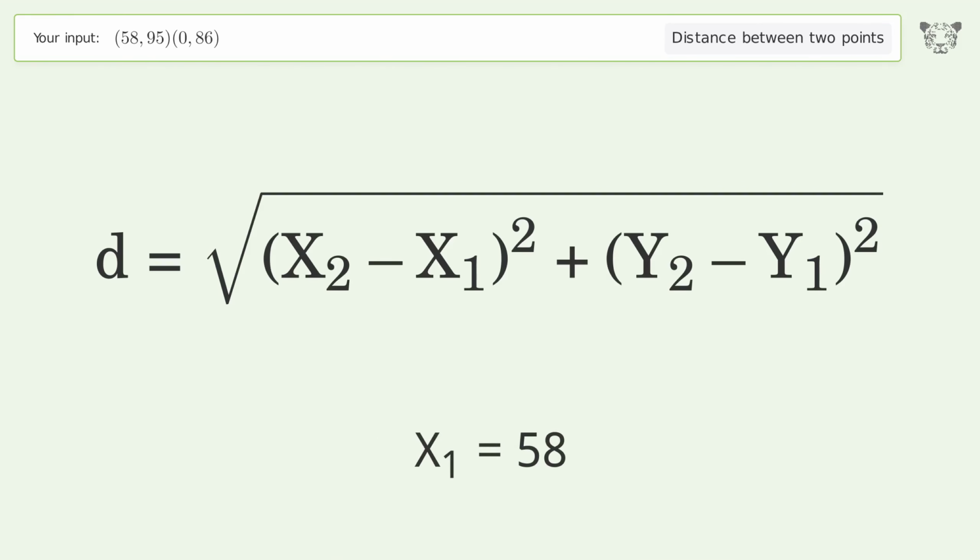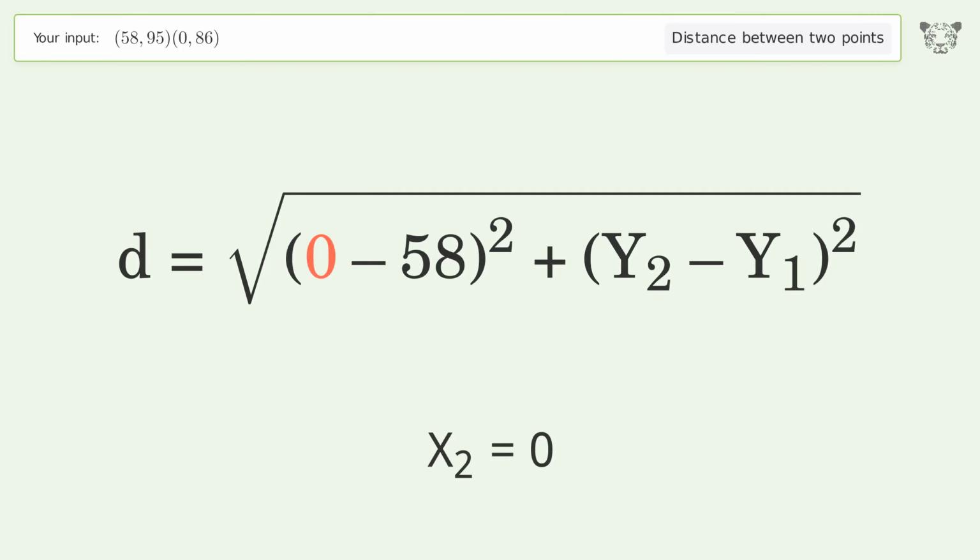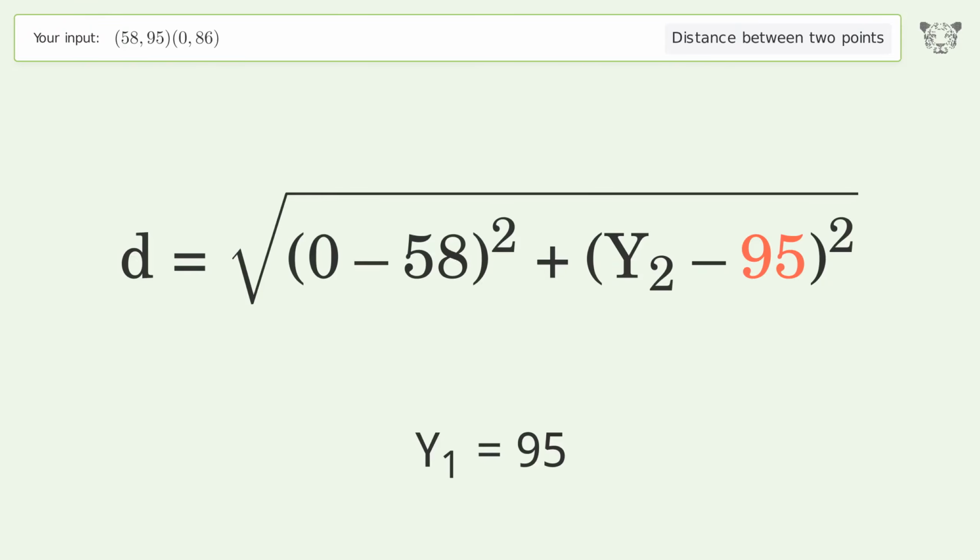x1 equals 58. x2 equals 0. y1 equals 95. y2 equals 86.